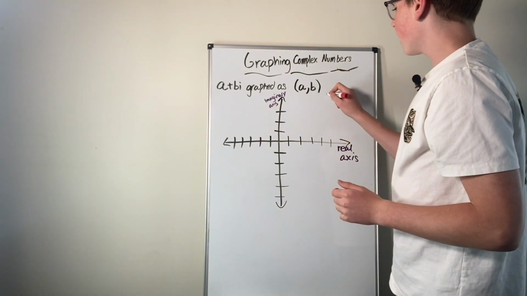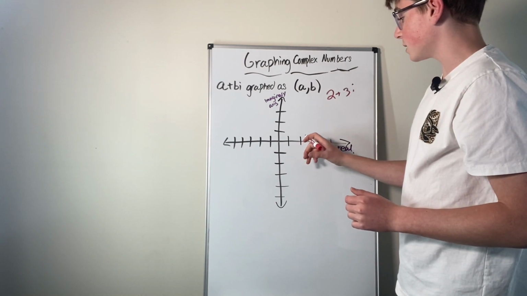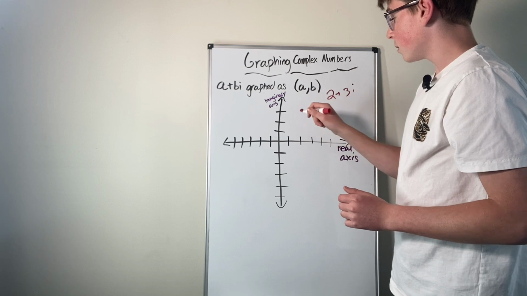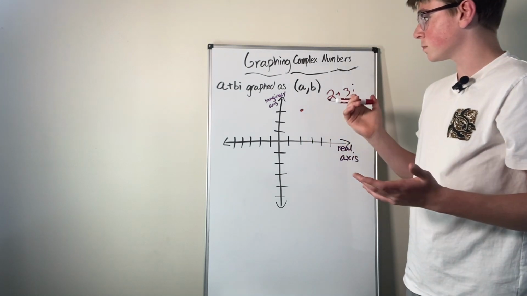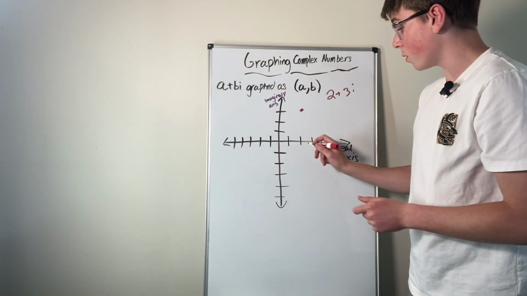So if we were to graph 2 plus 3i, we'd go over 2 on the real axis, and then go up 3. And then that's that. You just keep doing that over and over again. 2 minus 3i, well, you go over 2, go down 3.